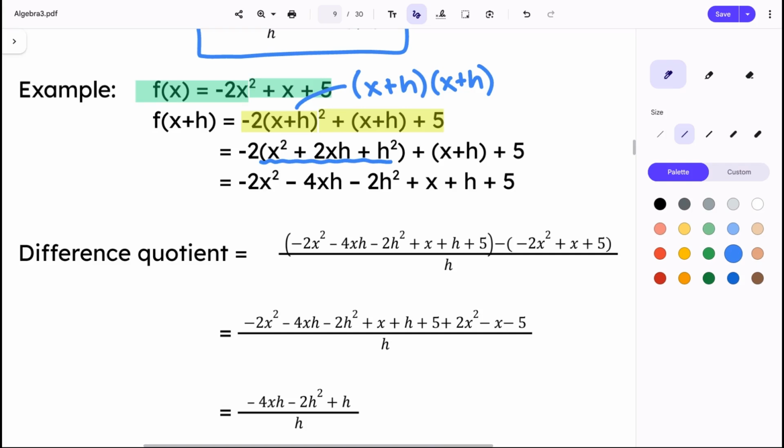Everything else, though, you really can't do a ton with until now. When we bring everything down, we start to combine like terms. So they distribute that -2, and then we get this whole big mess here. But if you can combine things, you should do that.